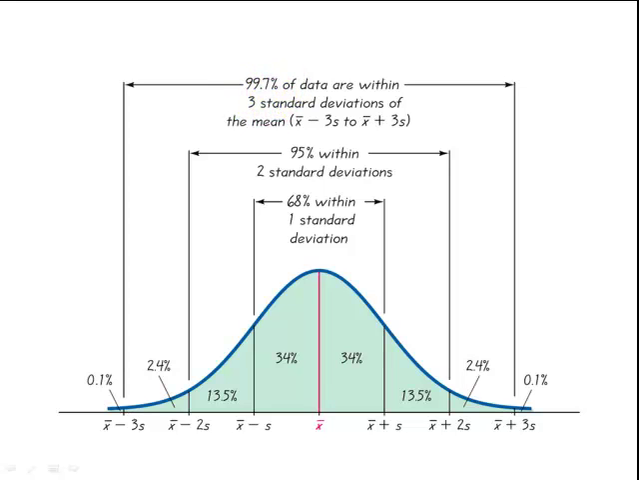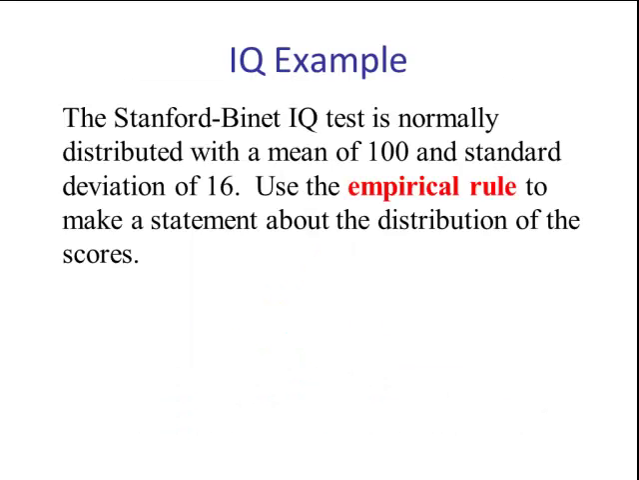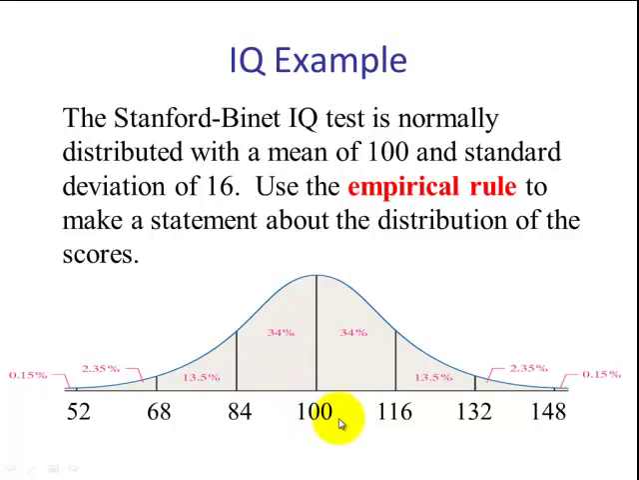Now let's do an example. The Stanford-Binet IQ test is normally distributed with a mean of 100 and a standard deviation of 16. Use the empirical rule to make a statement about the distribution of the scores. Now since we know this is normally distributed, it's bell-shaped, its mean will be 100 and the standard deviation 16.